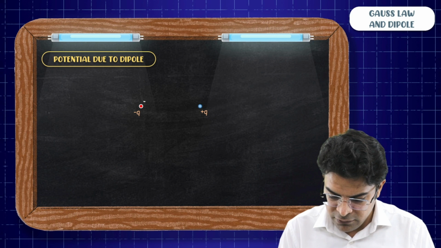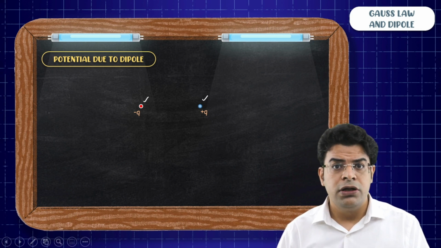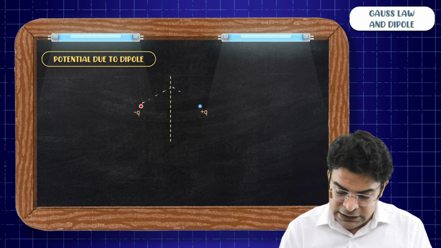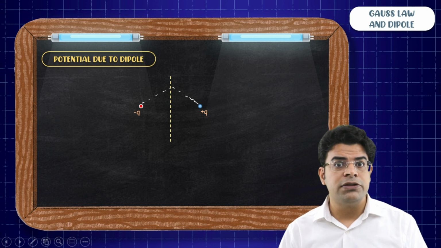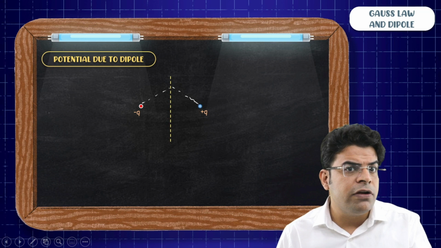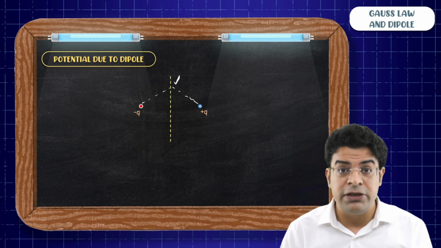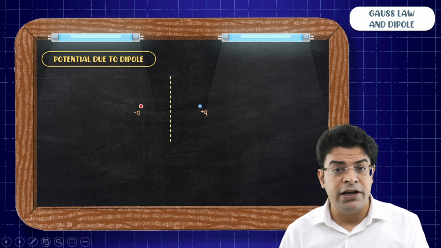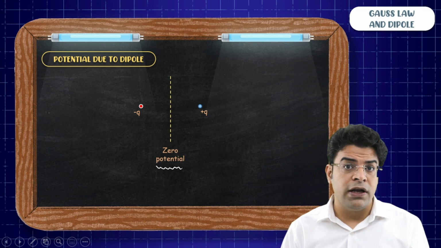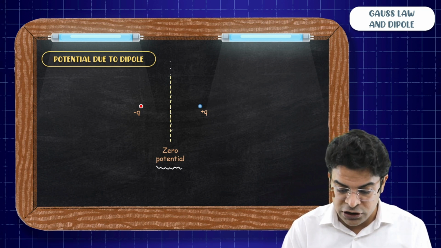If we have a negative charge and positive charge, they constitute a dipole. Think of the equatorial line. Each point on the equatorial line is at same distance from the positive and negative charge. Hence, at each point on the equatorial line, the potential will be 0, because the positive potential produced by the positive charge will be same as the negative potential produced by the negative charge. So at all points on the equatorial line, the potential is 0.